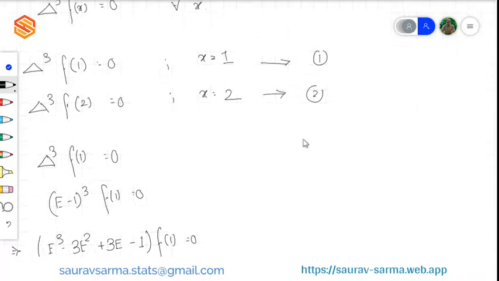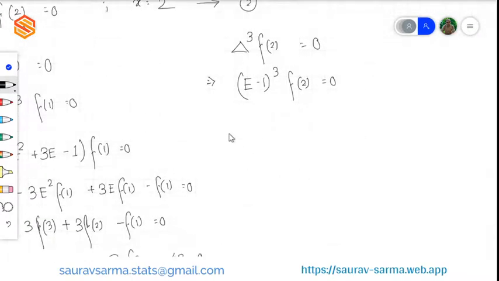Now we derive from equation number 2. In equation number 2, cube f of 2 is equal to 0. So again, in place of delta we take (E minus 1) whole cube f of 2 is equal to 0. This implies E cube minus 3 times E square plus 3 times E minus 1, f of 2 equal to 0.